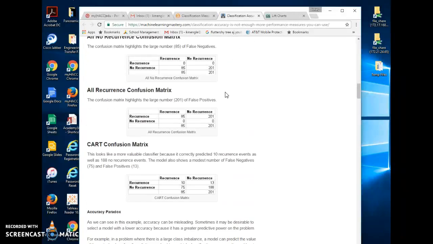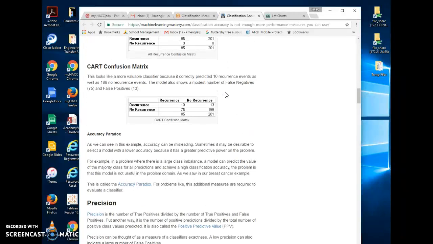If I look down here at the CART confusion matrix, CART is a type of decision tree algorithm. It's a very popular one in statistics. This is showing the table that is part of the output of a decision tree or a classification algorithm. Here you have recurrence and no recurrence. Those are the two outcome measures. These are the actuals. And then here is recurrence and no recurrence. This is what's being predicted.